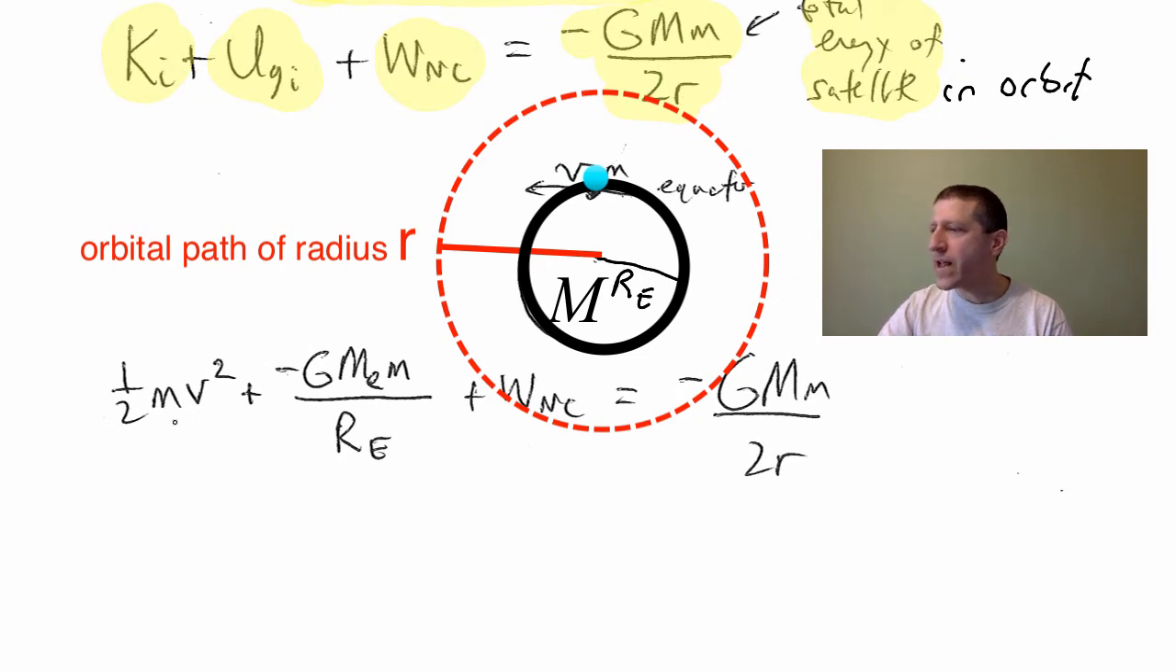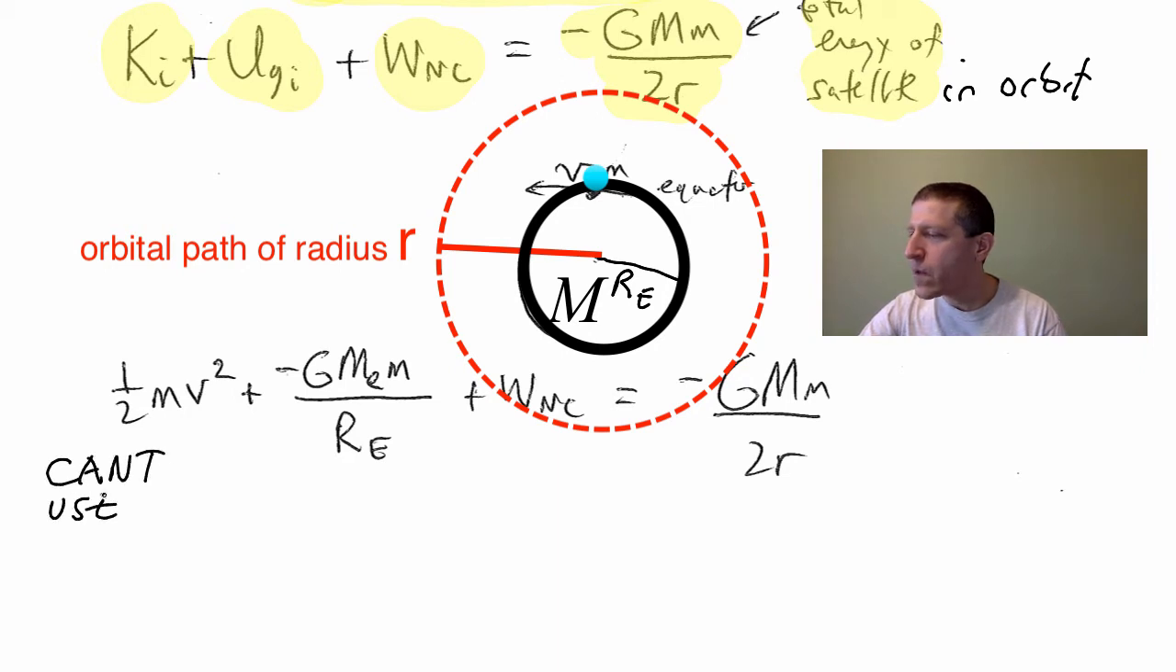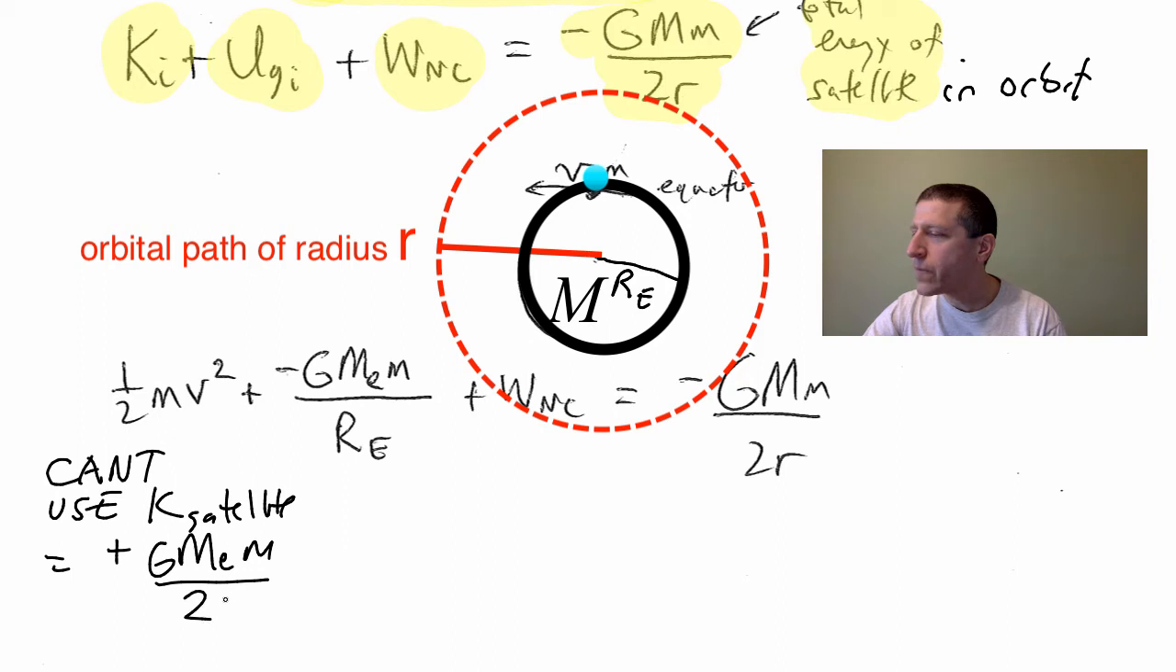This is our kinetic energy initially, but notice you can't use the K of a satellite in orbit. You can't use this positive G big M of the Earth, little m, over 2r, because it's not in orbit to start with. It's not in orbit. Don't fall into that trap. You can only use that for kinetic energy if it is in orbit. So we're still stuck with this.